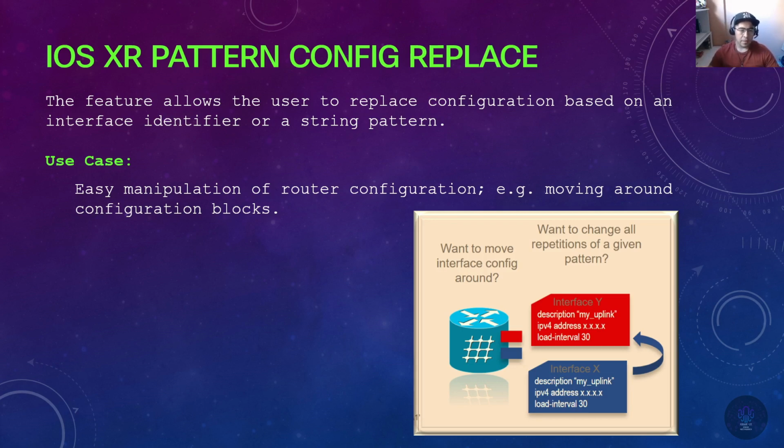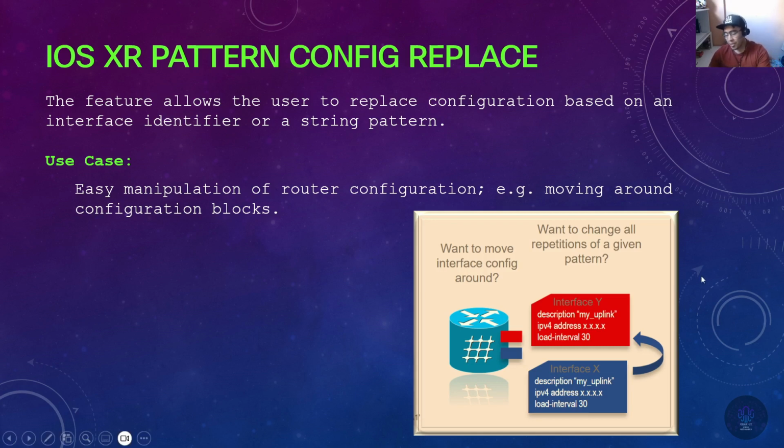The feature basically allows the user to replace configuration based on an interface identifier or a string pattern. The use case, for example, is that imagine you are about to migrate a gig interface to a 10 gig interface, and you have a lot of configuration related to that gig interface. This command will allow you to easily manipulate the router configuration and move around configuration blocks.